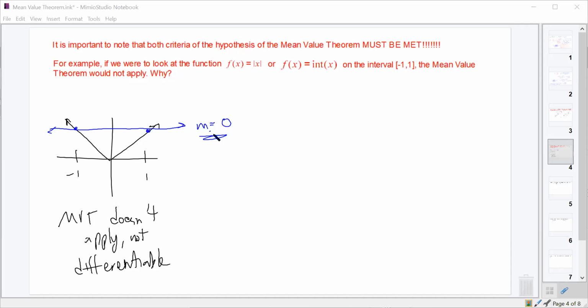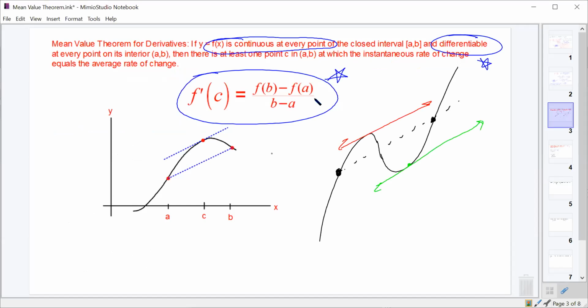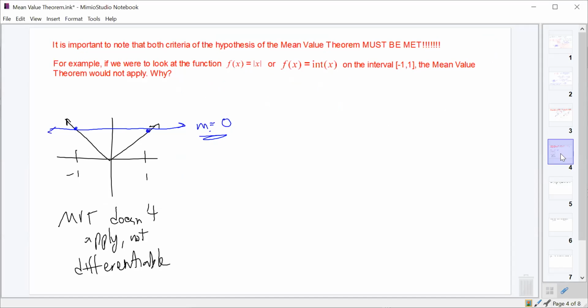We can still see if there is one by just using the formula to see if there's a solution to this equation. But we couldn't say that we were guaranteed that it was true because of the mean value theorem. Okay. Thank you.